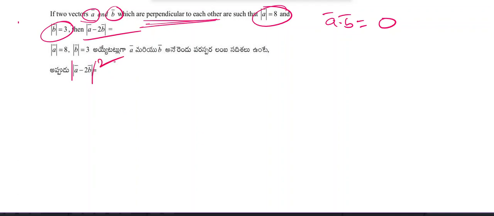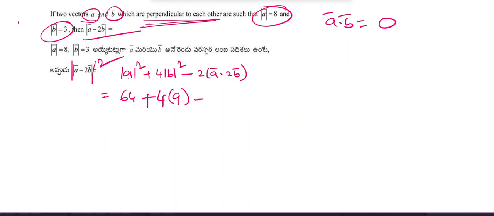Taking the square, mod of a bar minus 2b bar whole squared is written as mod a square plus 4 mod b square minus 2 into a bar dot 2b bar. That is equal to mod a square, where mod a is 8, that is 64, plus 4 into mod b square, where mod b is 3, that is 4 into 9, minus 2 into 2 into a bar dot b bar, that is 4 into mod a mod b cos of the angle between a bar and b bar.